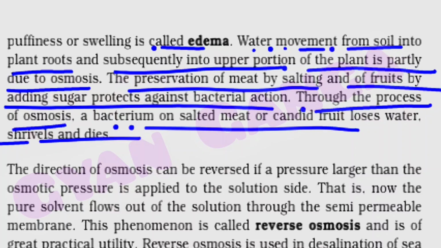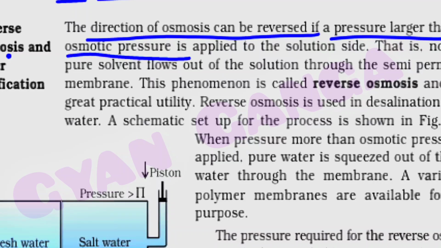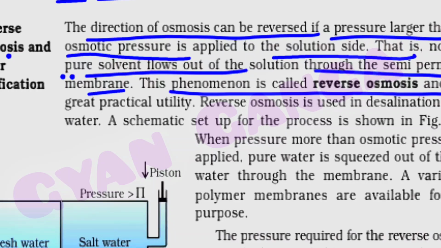Reverse osmosis and water purification. The direction of osmosis can be reversed if pressure larger than osmotic pressure is applied to the solution side. That is, now the pure solvent flows out of the solution through the semi-permeable membrane. This phenomenon is called reverse osmosis and is of great practical utility.